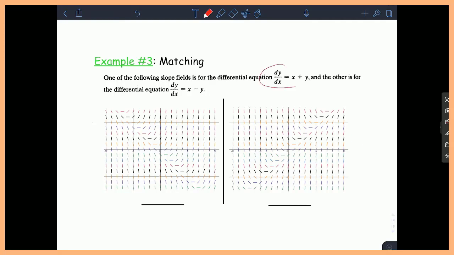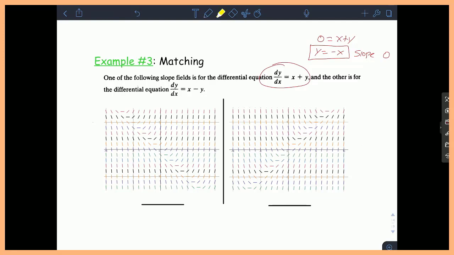So let's say we start with this one, okay? If we set dy/dx equal to 0, we'd have 0 equals x plus y. And if we subtract x from both sides, we get y equals negative x. Along this line, the slope should be 0. So along the line y equals negative x, we should see a slope of 0, or, in terms of lines, we should see horizontal lines, right?